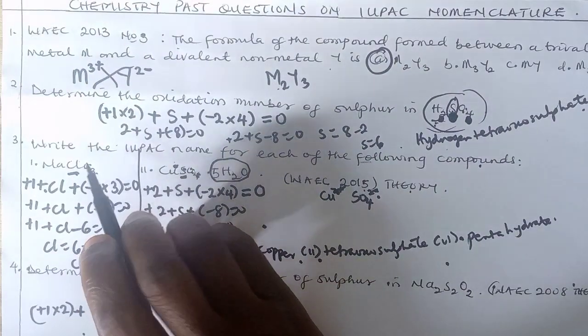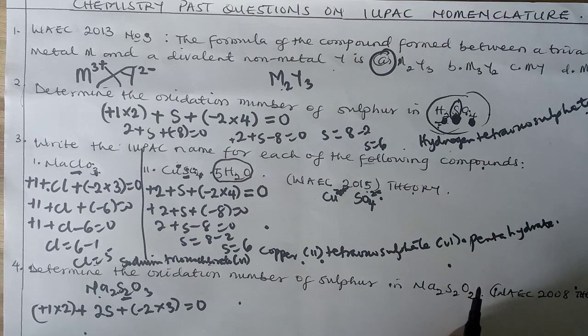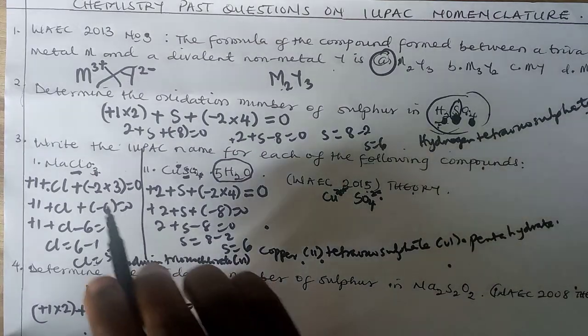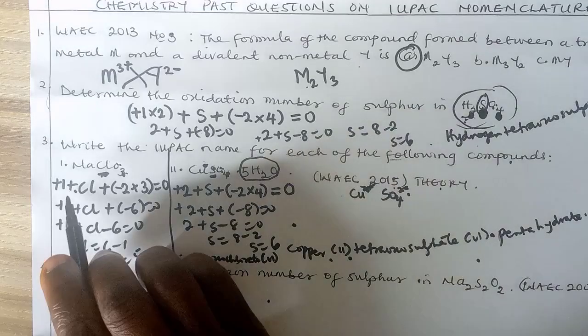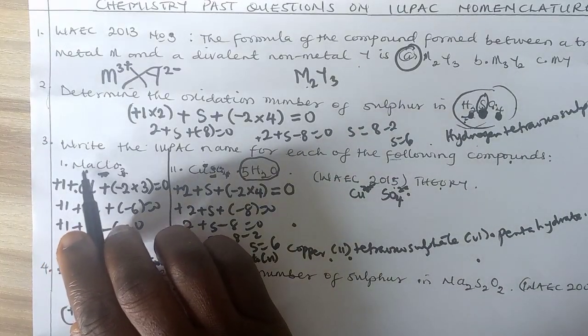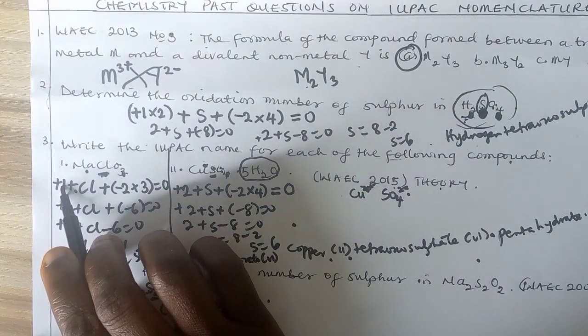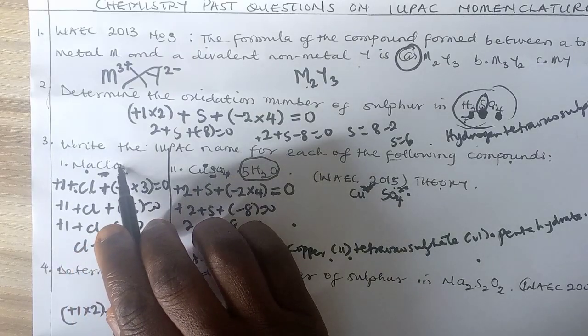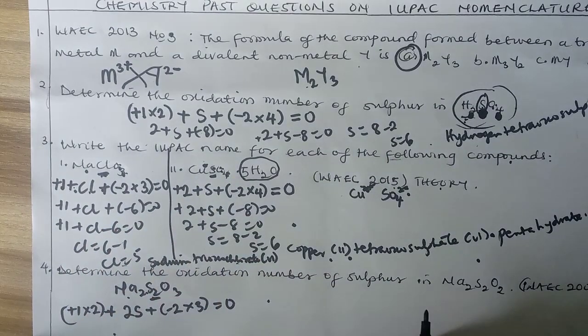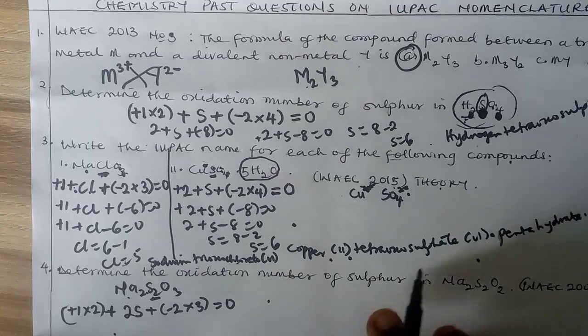NaClO3. We have to write the IUPAC name for it. What you do is to target the central element, which is chlorine. Having done that, let's assign oxidation numbers. Sodium has atomic number 11, electronic configuration 2, 8, 1. It gives out +1, plus this chlorine we want to calculate, plus oxygen, atomic number 8, which is 2 and 6. That's how to arrange it.